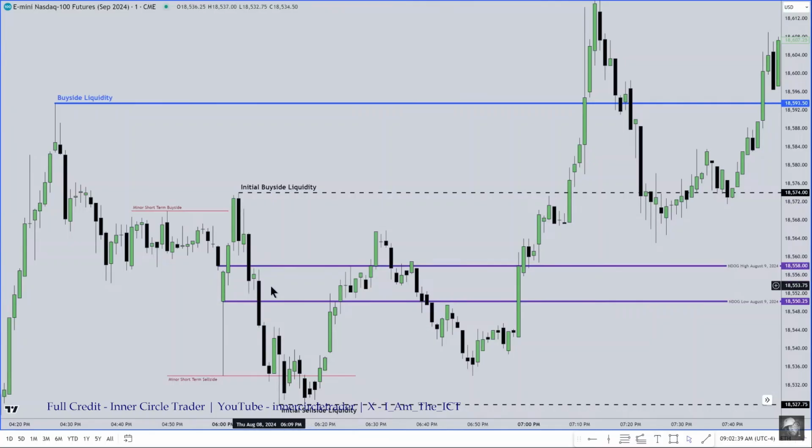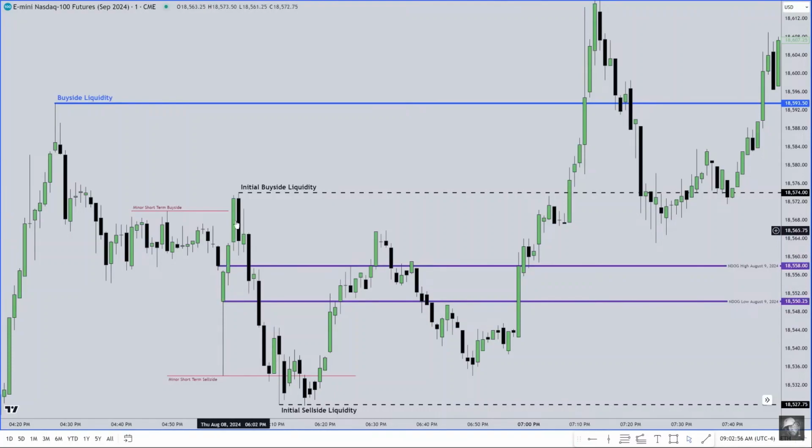Okay, why is that classified like that? Why am I labeling that high, and why am I labeling this low? And why is it initial buy-side and initial sell-side? Because we've opened a new day at 6 o'clock. We created the inefficiency that is the new day opening gap.